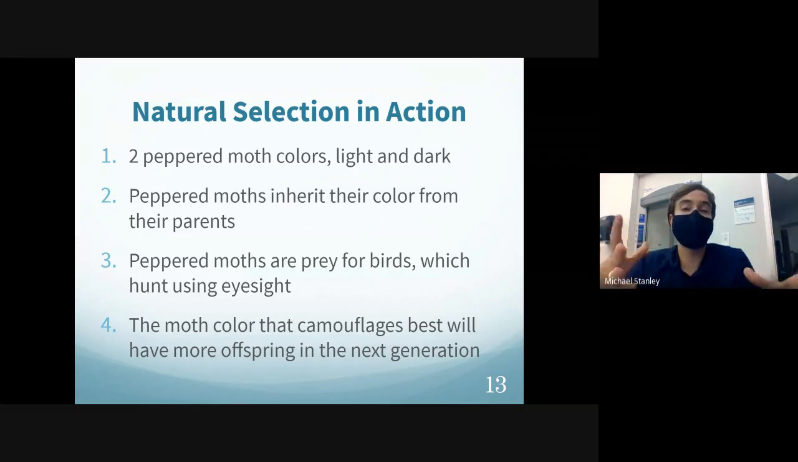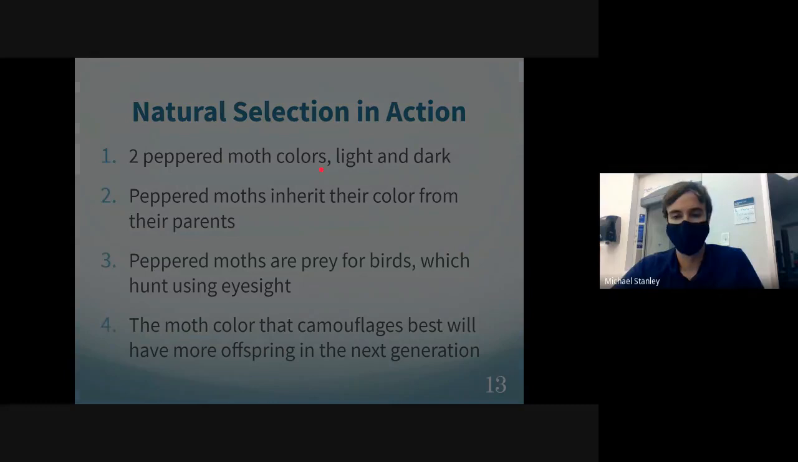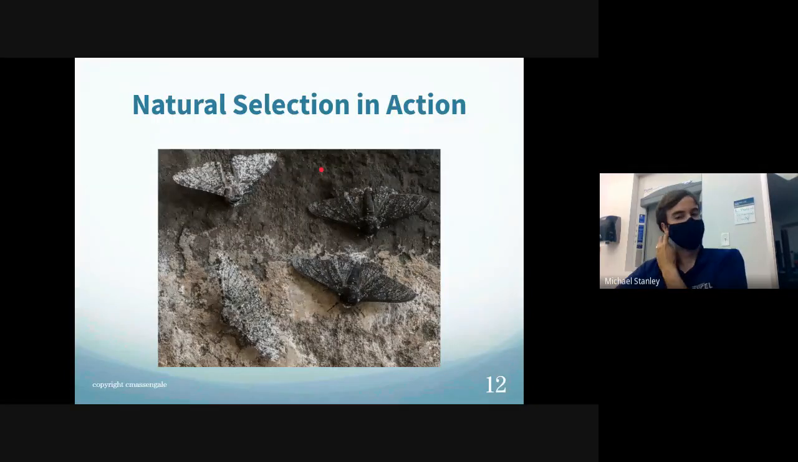All right, does anybody have any last questions about evolution or natural selection or our moth example from right here? All righty.